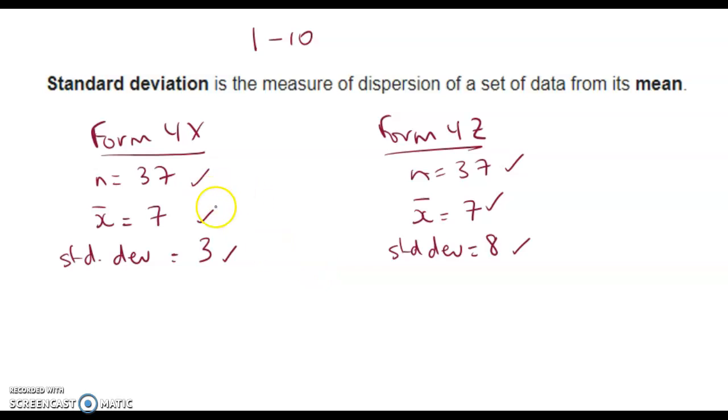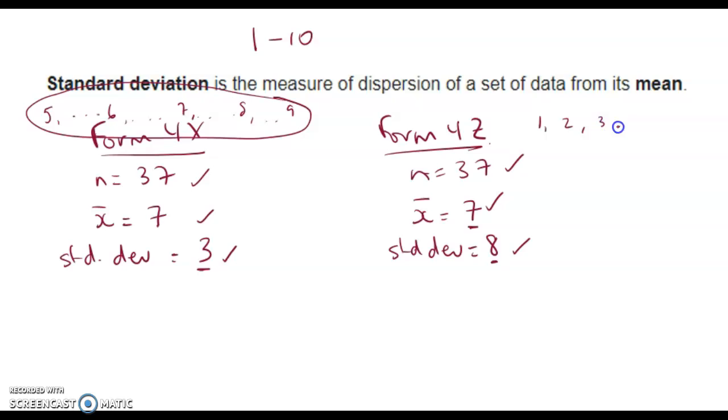Now, let's see how this will play a part in our data. This smaller standard deviation is telling me that my values, the 37 values that I got, are very close to the 7. So in the 37 values, there were probably lots of 5s, 6s, 7s, 8s, 9s, etc. Close around 7. Whereas a standard deviation of 8 tells me that in the 37 for 4Z, the spread was wider. So lots of people probably went from 1, 2, 3, and 7, etc. and going up to 10. Who knows? The spread of values was wider.